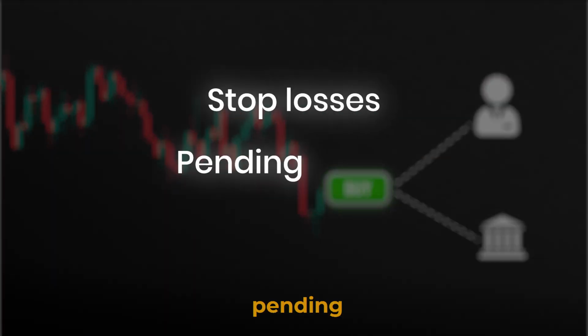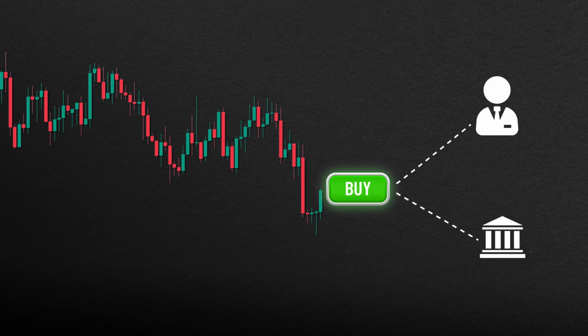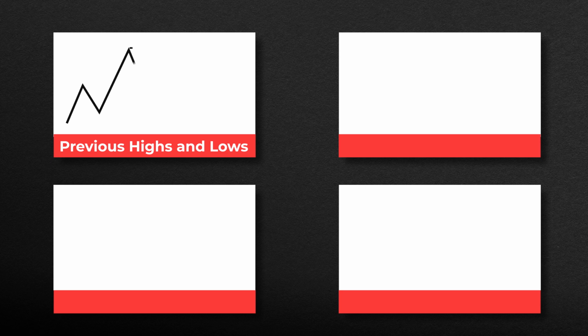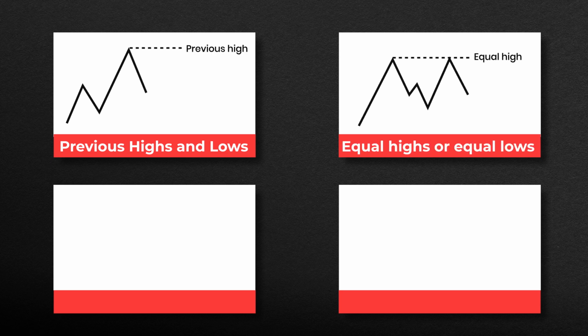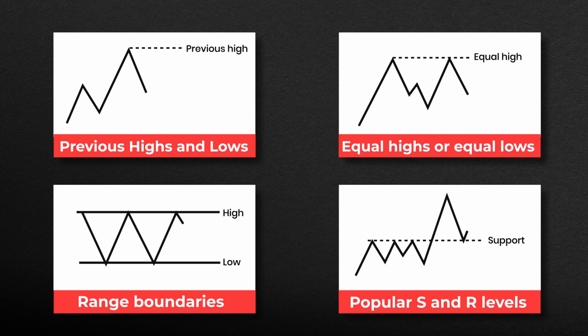Stop losses, pending orders, breakout entries, all of these create liquidity. And liquidity naturally collects around obvious price levels where many traders make similar decisions. Examples include previous highs and lows, equal highs or equal lows, range boundaries, popular support and resistance levels. These areas attract a high concentration of orders, regardless of who placed them: retail traders, institutions, algorithms, or funds.